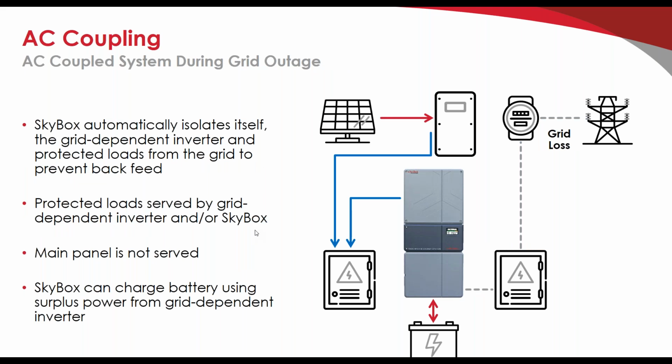Okay, during a grid outage, when you lose the grid, SkyBox automatically isolates itself, the grid-dependent inverter, and the protected loads from the grid to prevent feedback. So all of the linemen are perfectly safe. Your protected loads are served by your grid-dependent inverter and/or by SkyBox, and your main panel is not energized. So SkyBox can charge the battery using any and all surplus power from the grid-dependent inverter.